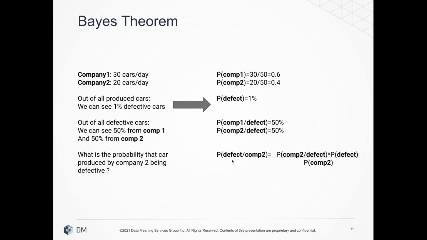This is equivalent to this equation: the probability of defect given that this car belongs to company 2 is equal to the probability of a car belonging to company 2 given that it's defective, which we have over here, the 50% one, multiplied by the probability of a defective car, which is 1%, divided by the probability of a car belonging to company 2, which is 40%. This is implicitly Bayes' theorem, which the naive Bayes algorithm is heavily dependent on. But let's see this naive Bayes algorithm in a Python implementation.